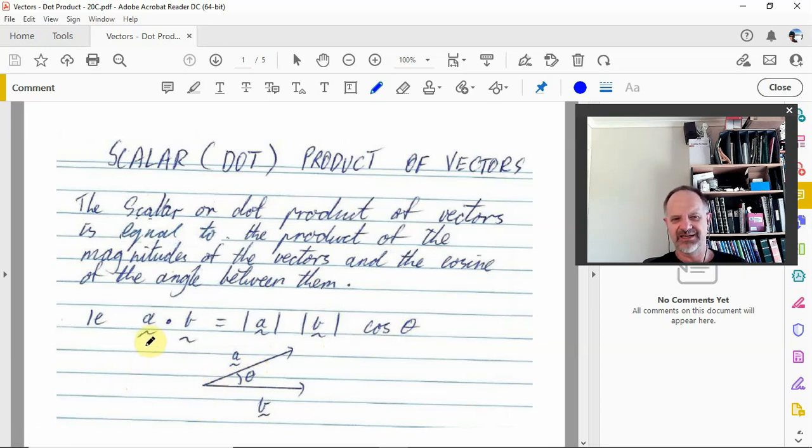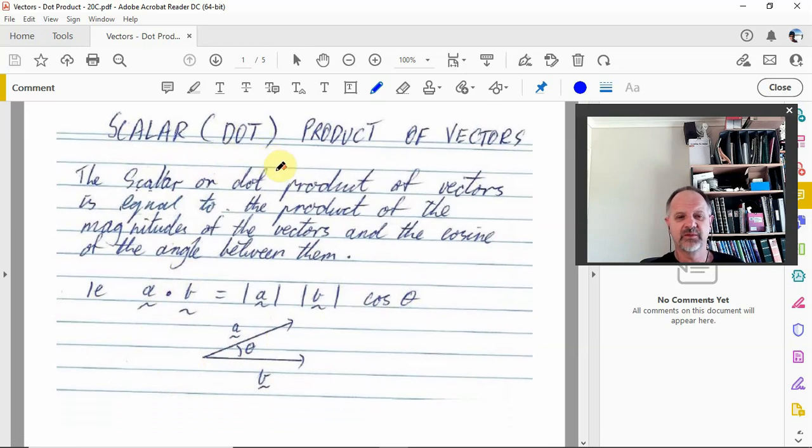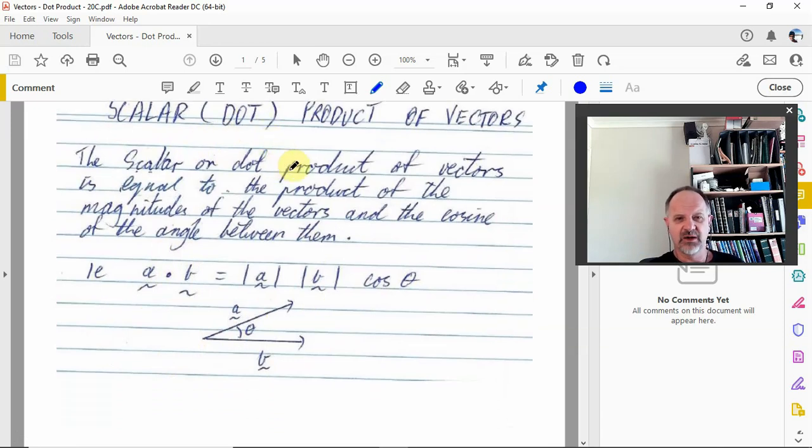So it's written as A dot B, so that's where the dot product bit comes into it, and the scalar part comes into it in that it doesn't have a direction, it just has a number associated with it. Alright, so scalar or dot product: A dot B equals the magnitude of A times the magnitude of B times cos of the angle between.